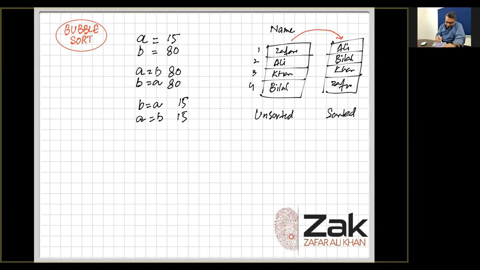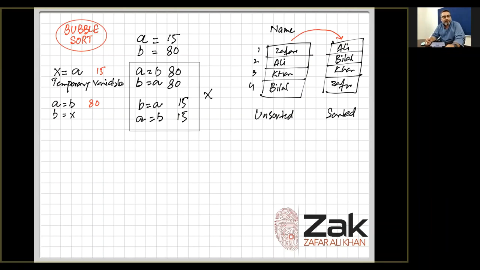What we have to do is employ an extra variable, and assign the value of A to that extra variable. This is, let's say, a temporary variable. We assigned the value of A to that temporary variable, so now X is equal to 15. Then we make A is equal to B, so the value of A will now become 80 as B is equal to 80. And then we make B is equal to X, as we preserved the value of A in X before making it 80. Now the value of B will become 15, as X was 15.